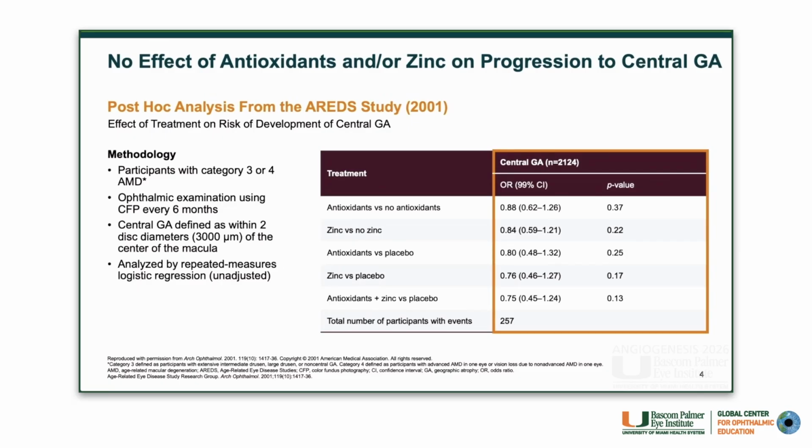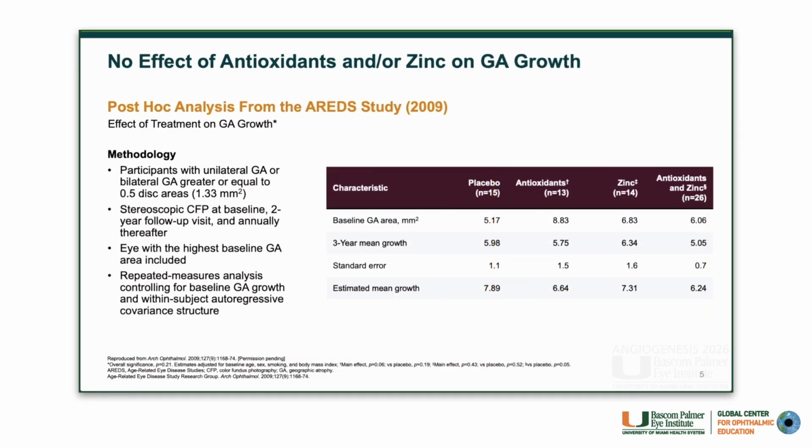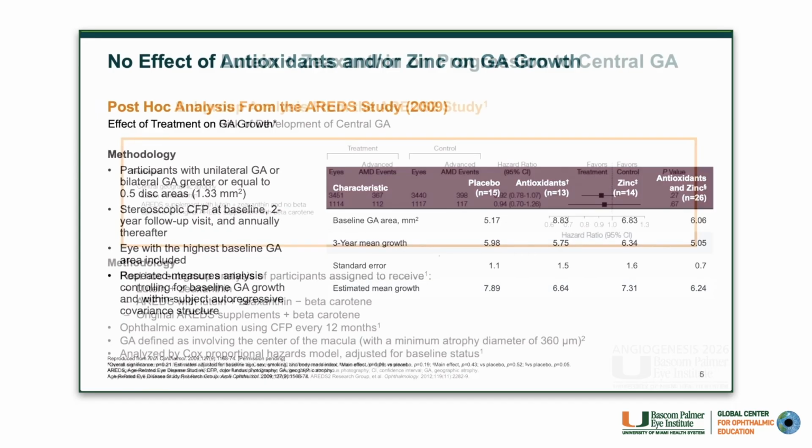Central geographic atrophy was defined in the AREDS study by clinical features on color fundus photography located within 2 disc diameters of the foveal center. In eyes with category 3 or 4 AMD, AREDS supplementation showed no treatment benefit in reducing the risk of developing central geographic atrophy. AREDS supplementation also showed no treatment benefit in slowing the lesion area growth rate in this small post-hoc analysis of 68 eyes with minimal power.